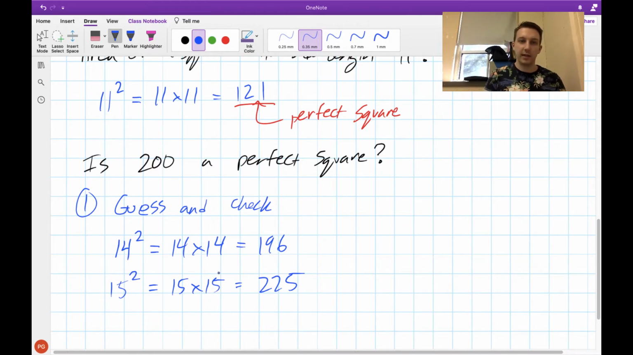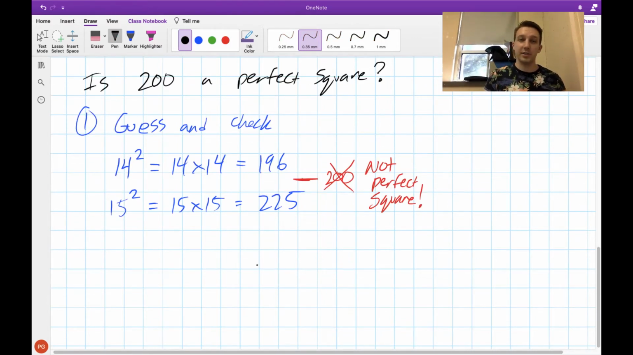14 and 15 give us numbers that are below it and above it. And since there are no numbers between 14 and 15, there are no perfect squares between 196 and 225. So if 200 fits in between these two, it's not going to be a perfect square.